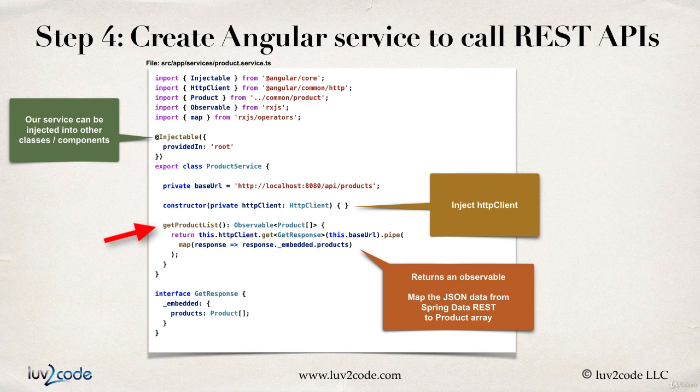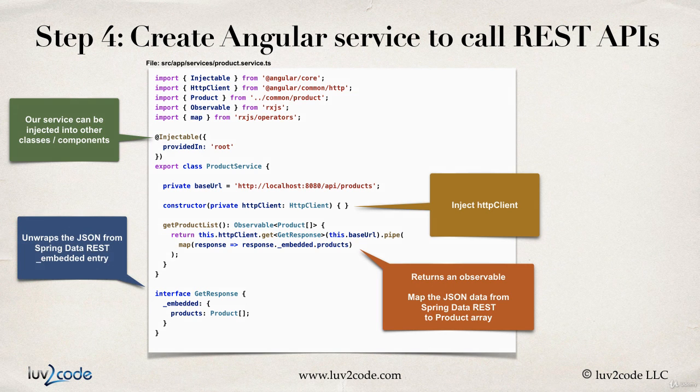Remember that _embedded. So at the bottom here, we have this interface called GetResponse. It'll basically take that _embedded and then take those products inside of _embedded and then map those to a given product. So this piece of code here basically handles grabbing that JSON data, unwrapping it, pulling it apart, and then placing that data into an array of products. Now at this point, this is just an observable. We don't execute the code until we actually have a listener or a subscriber on the code, and we'll cover that on the next slide.